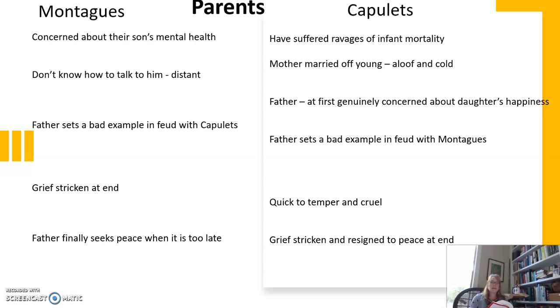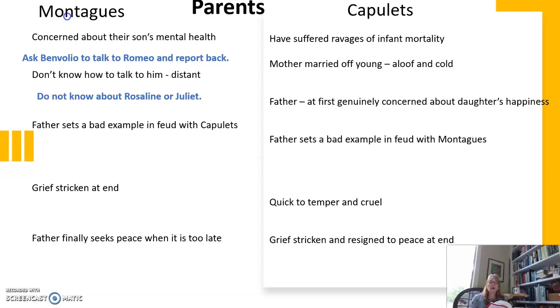Montague and his wife are both concerned about their son's mental health and ask Benvolio for help in finding out what's wrong. They don't know how to talk to him. They're very distant. They don't know about Rosaline or Juliet. The father sets a bad example in being willing to fight instantly with the Capulets at the drop of a pin.